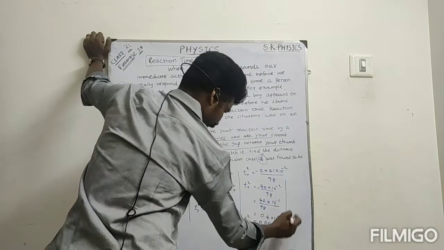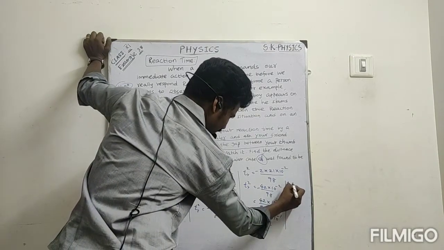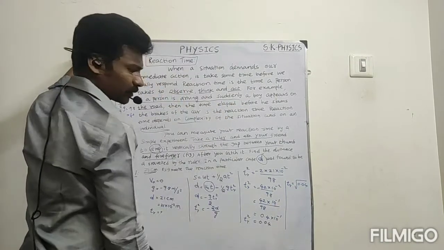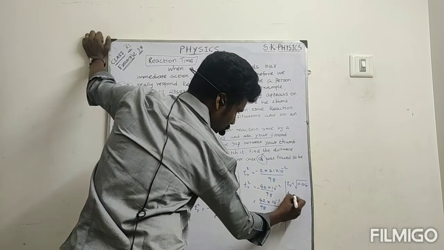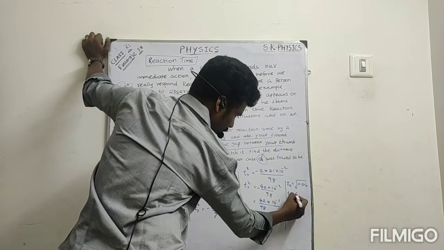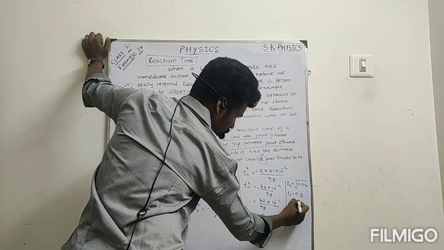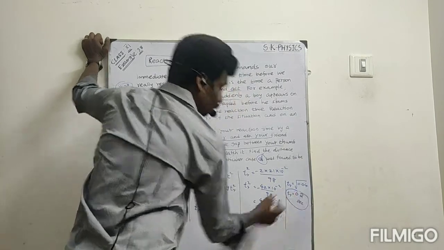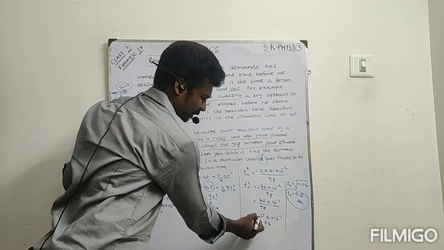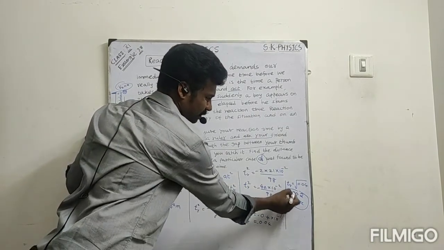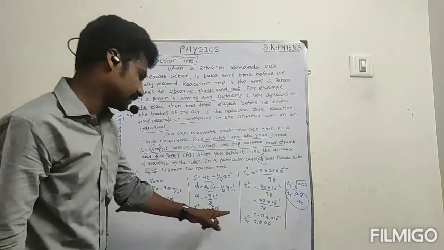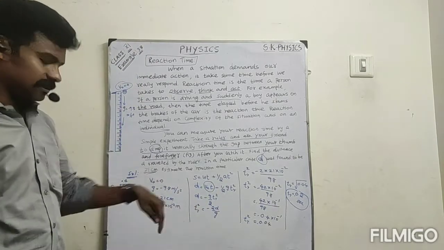So finally reaction time is equal to the whole root of 0.04. You can take the root, that is 0.2 second. So 0.2 second is the only answer. Here you know the minus sign is there, but no need to mention it because the magnitude only is enough. That minus sign is there due to the acceleration in the downward direction.